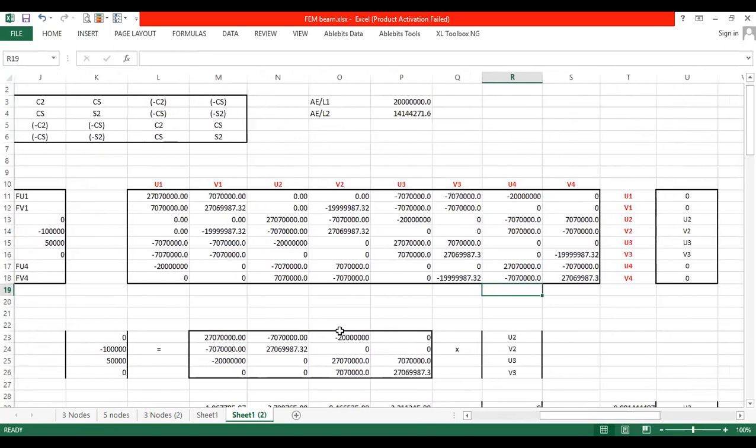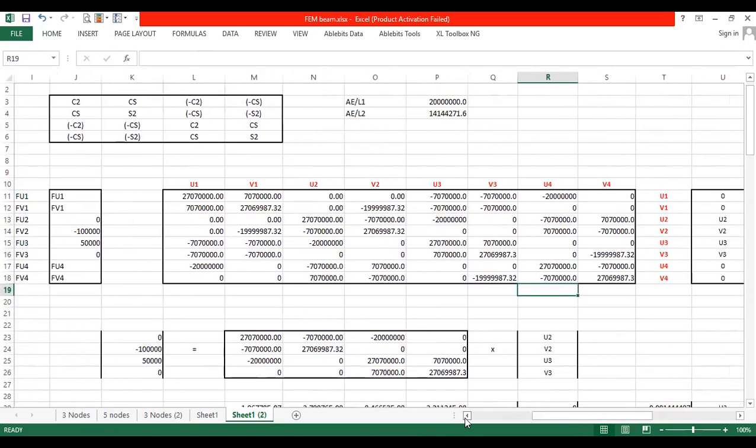So this is your matrix. This is how to assemble it, right? To assemble, you have U1, V1, U2, V2, U3, V3, and U4, V4. So everything is there. This red color is just to notate the rows and columns, and here are the global displacements, right? So this is U1, V1.